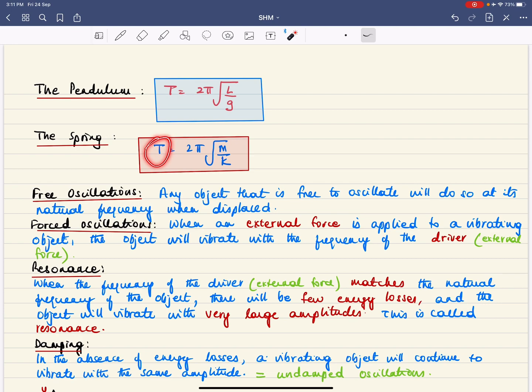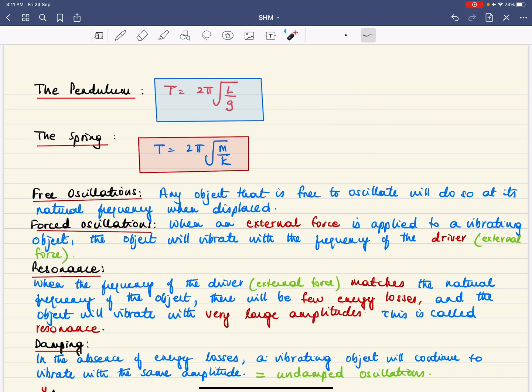And for the spring, the period, that means the time it takes to go up and down once, depends on the mass at the end of the spring and how stiff the spring is. So k stands for spring constant. The stiffer the spring, the shorter the time it'll take, so it'll go back and forth really fast. So your frequency will be higher. Just remember T is 1 over f.